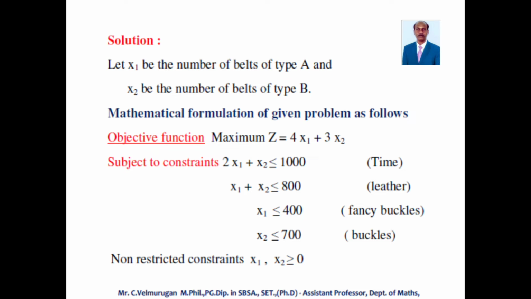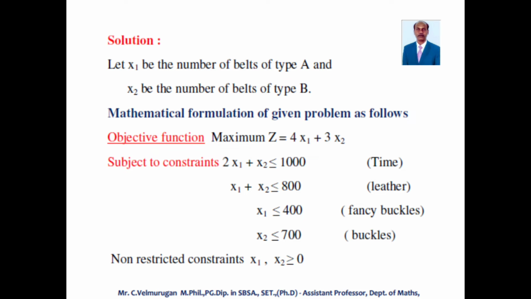Now we can define the constraints. First we define a time constraint. What is the first constraint given in the problem based on time? Suppose we want to produce a belt of type A, which requires twice the time for production of belt type B.